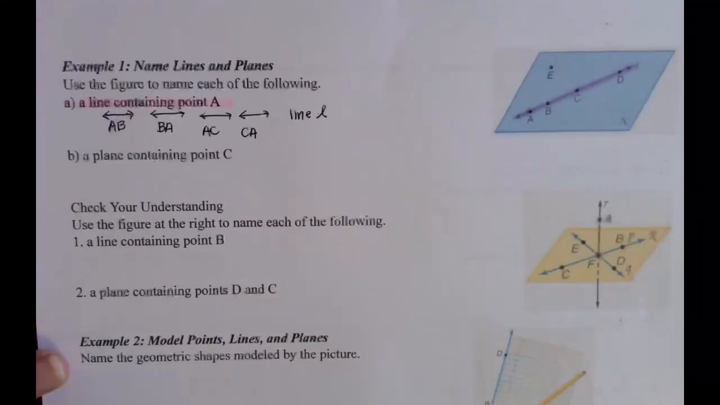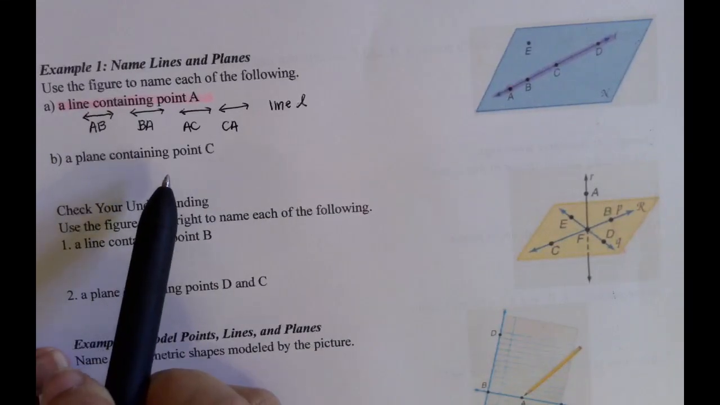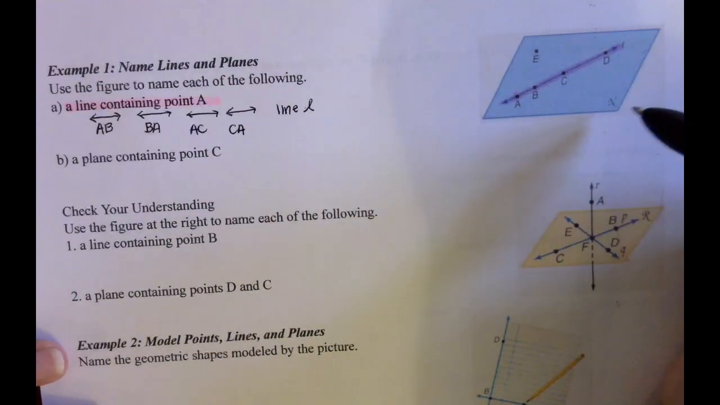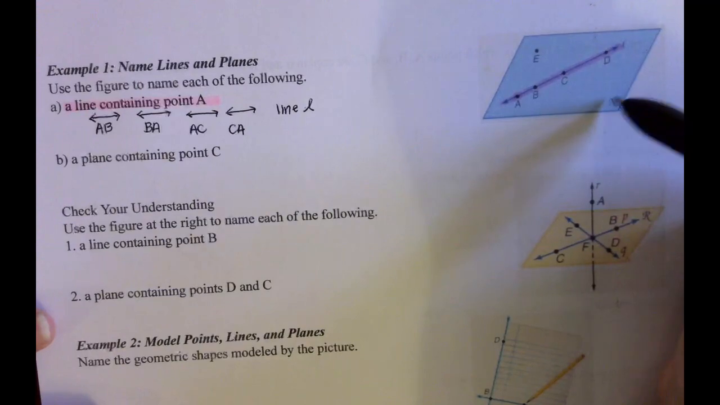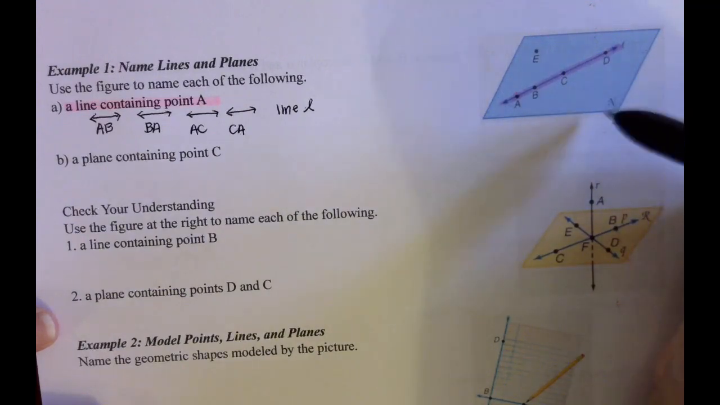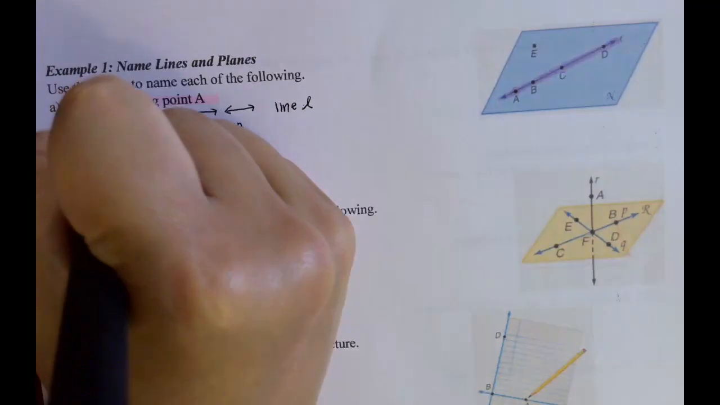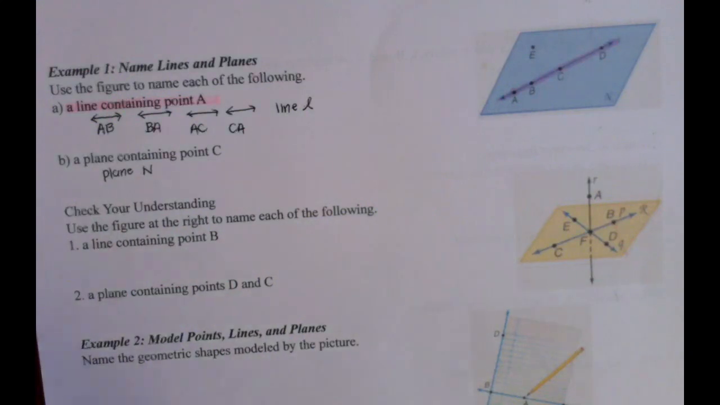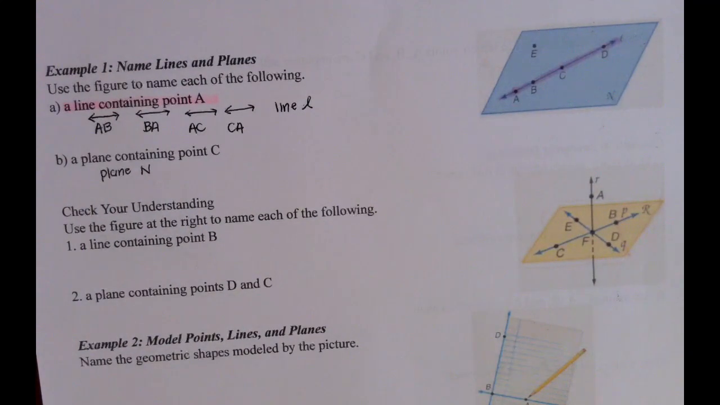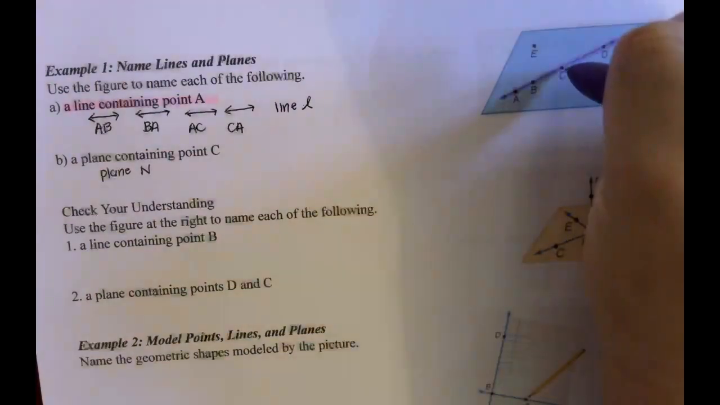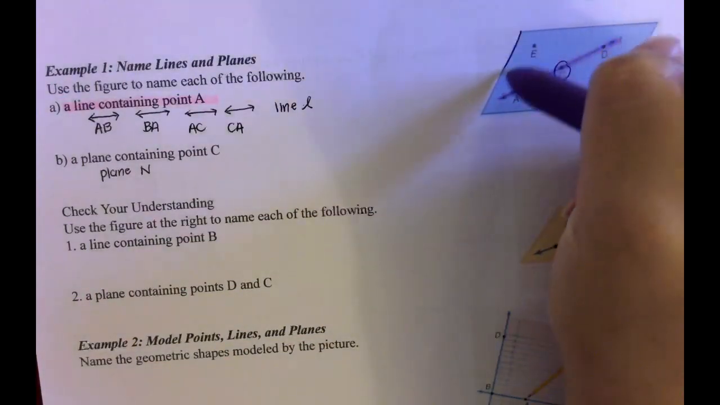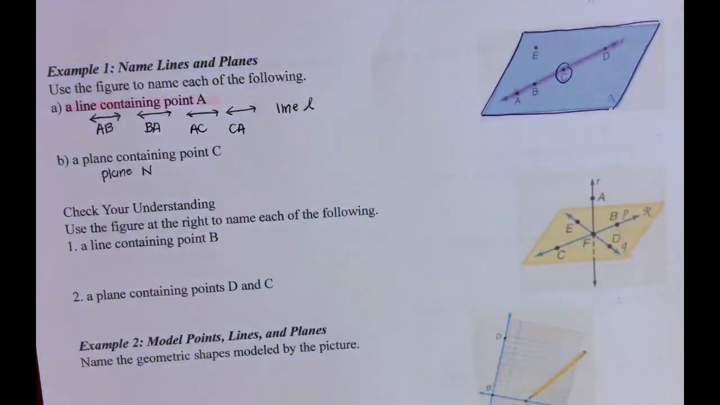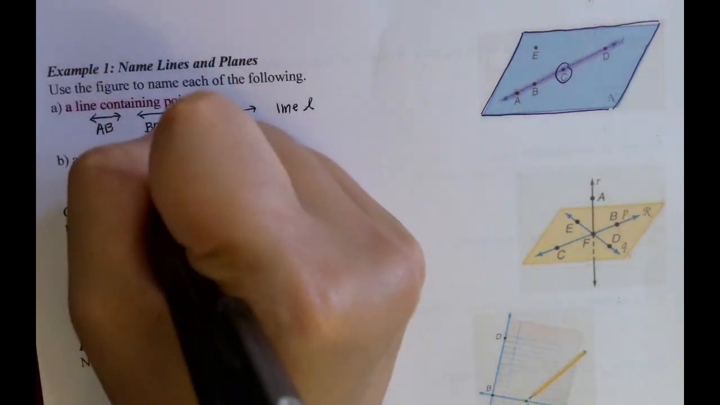The next one is a plane containing point C. One way we can name a plane is by its cursive script capital letter. Here you'll see a cursive N. It's not a point, it's the name of the plane. So we can say plane N, because we just want a plane containing point C. Here's point C, and this is the plane containing it. So one way to call it is based on that cursive script. Oh, I should have written it in cursive.